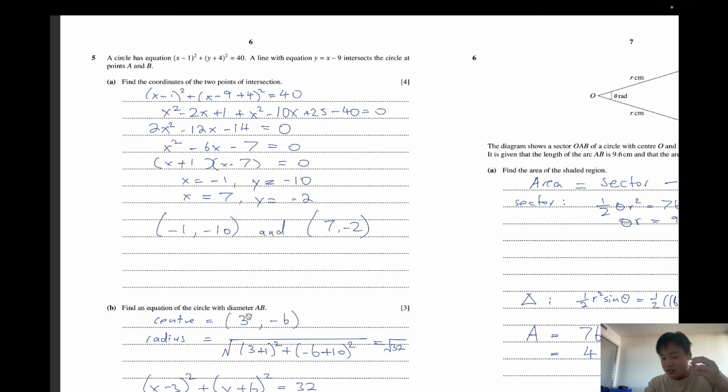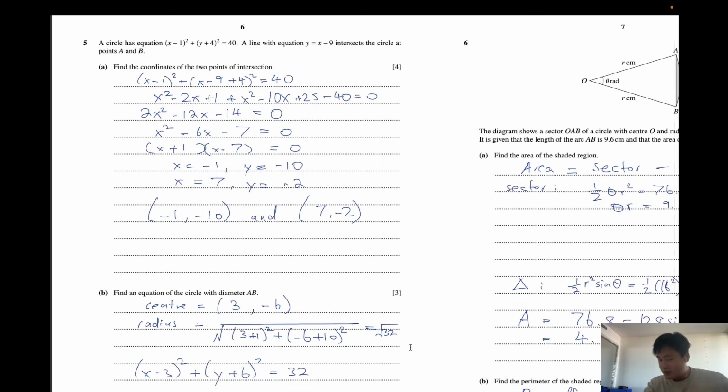Yes. So isn't it just going to be the distance between the center, 3, -6, to any one of these points? So we just choose 3, -6 to -1, -10, for example. 3 minus -1 squared plus -6 minus -10 squared, square roots. This is just a distance formula. You should definitely know this, yeah?